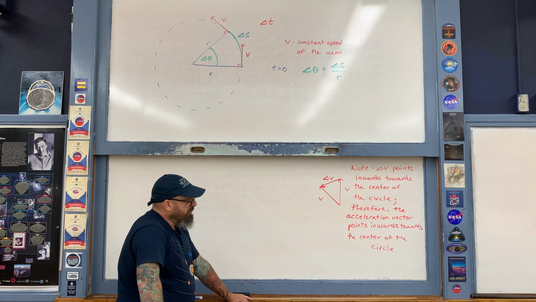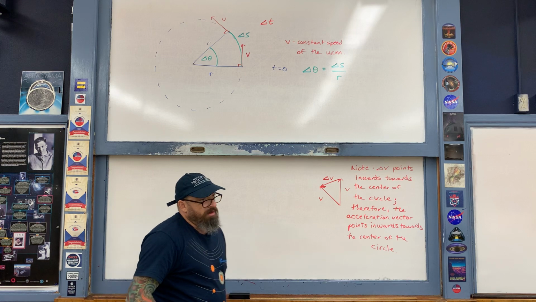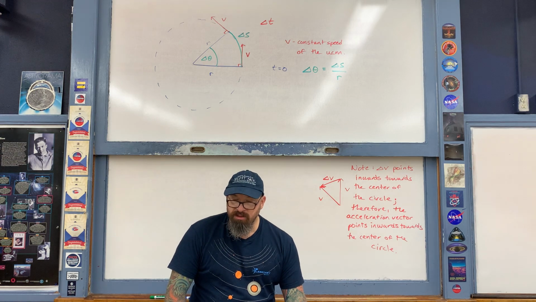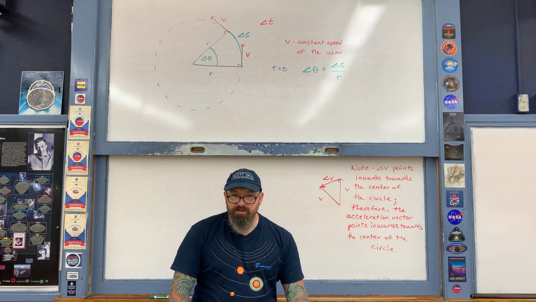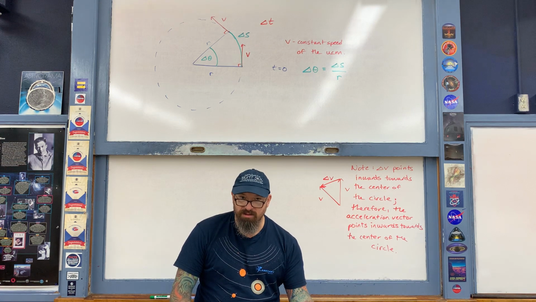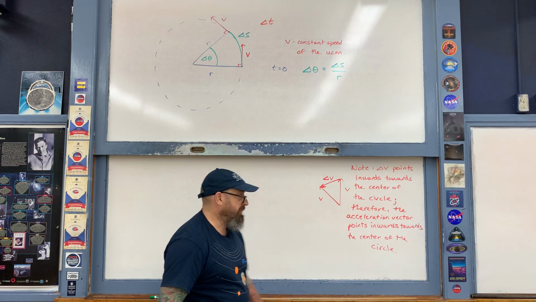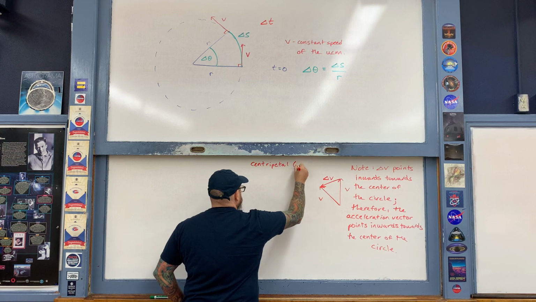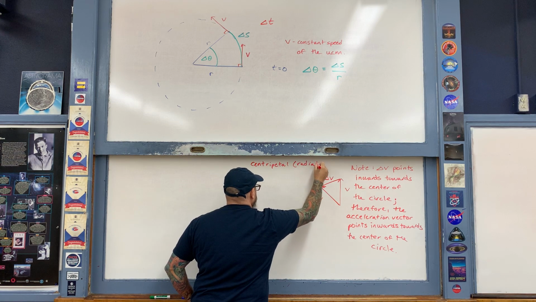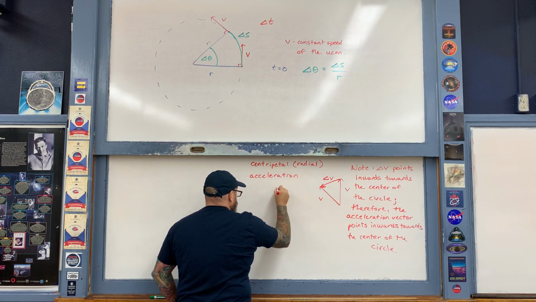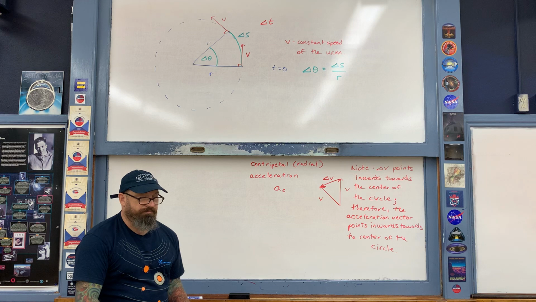So if delta v points inwards towards the center of the circle, therefore the acceleration vector points inwards towards the center of the circle. This acceleration is given a couple of different names. It's typically referred to as the centripetal acceleration. It's also sometimes referred to as the radial acceleration because the acceleration vector is along the radius of the circle. That is, it points inwards towards the center of the circle. So this is the centripetal. Here's how you spell that word. Sometimes referred to as radial acceleration. Typically, we refer to it as a sub c.